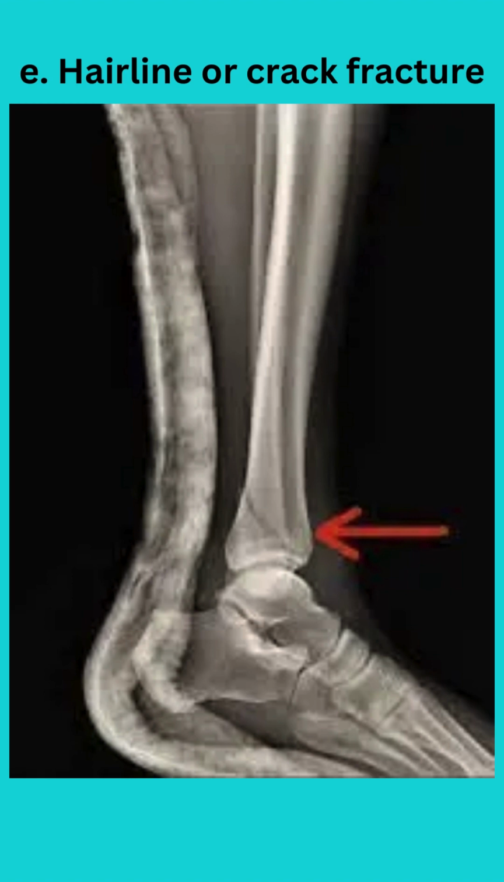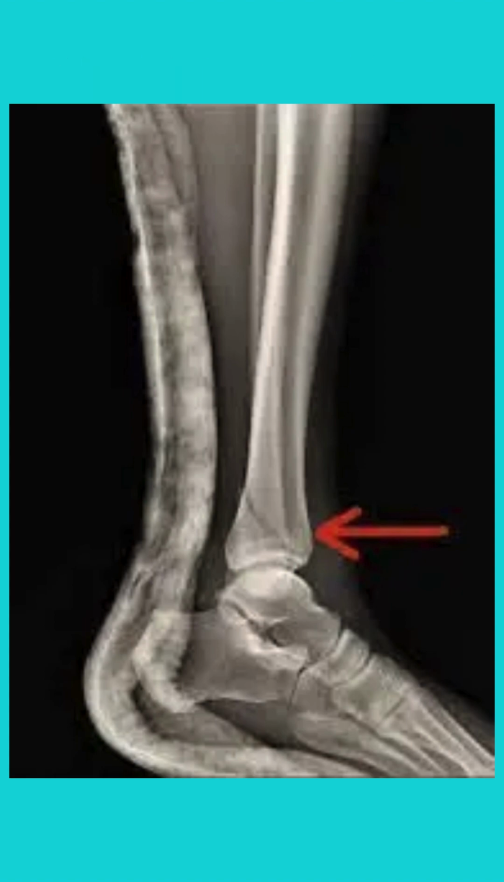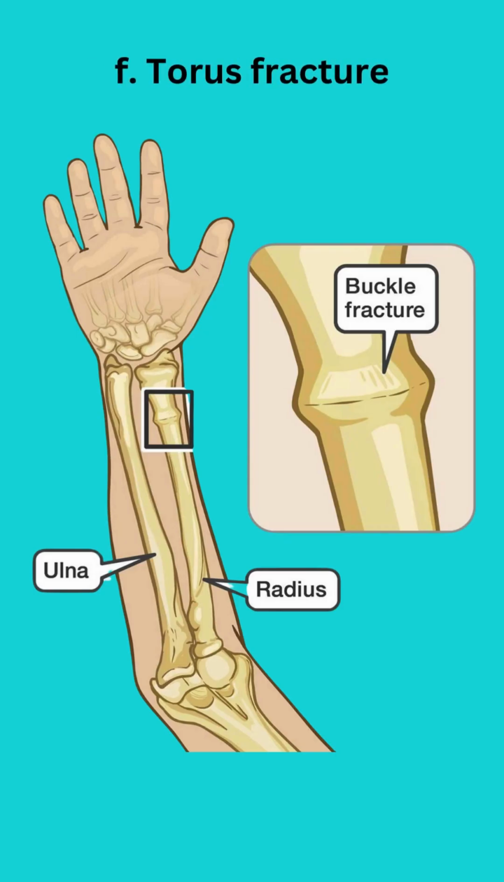E. Hairline or crack fracture: it is a very fine break in the bone that is difficult to diagnose clinically. Radiology usually helps, or still better is CT scan. F. Torus fracture: this is just a buckling of the outer cortex.